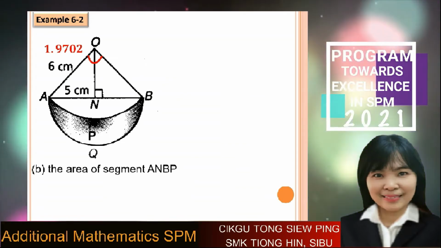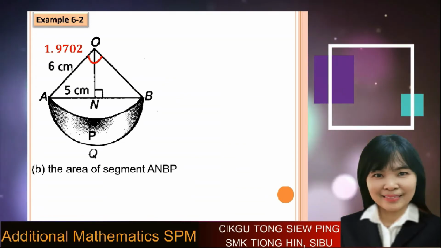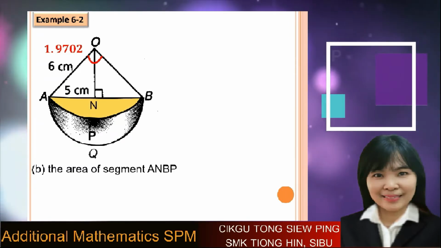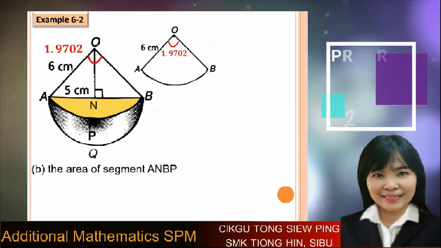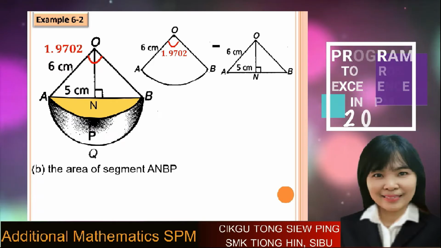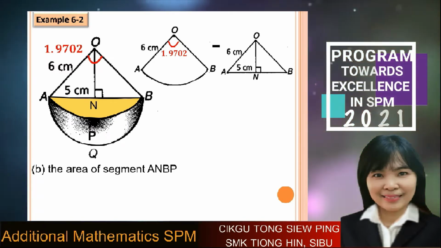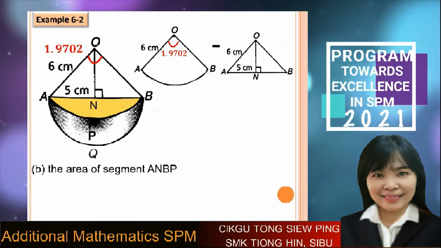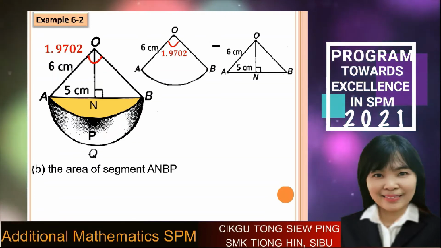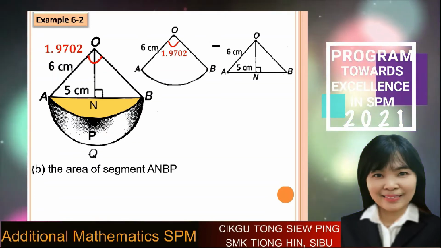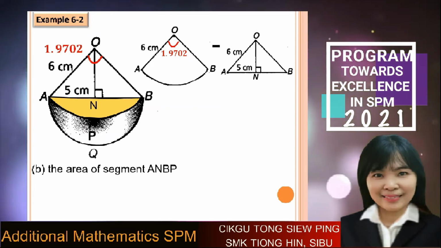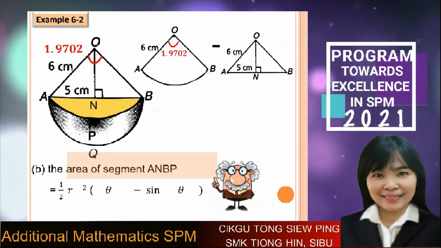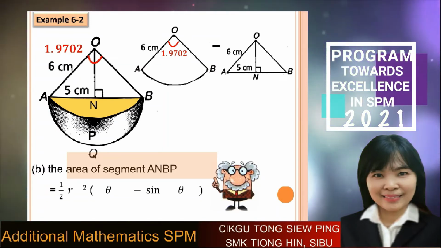Part B. Find the area of the segment ANBP, that is this yellow region. How are we going to find this region? I use this diagram to help you to get a better understanding. We can find the area of this triangle AOB and subtract it from the area of the sector AOB to get the area of the segment. And actually, we can solve this part B by using the formula of area of segment equals 1 over 2 r squared bracket theta minus sine theta.